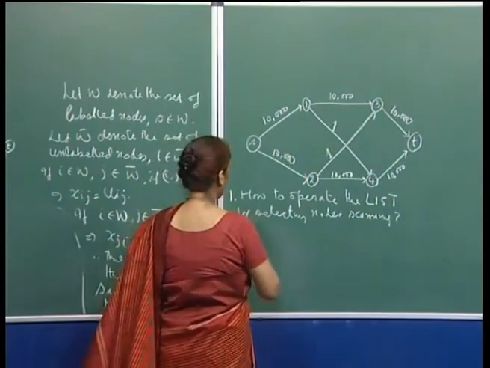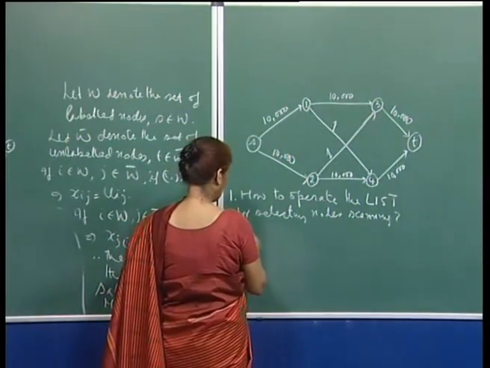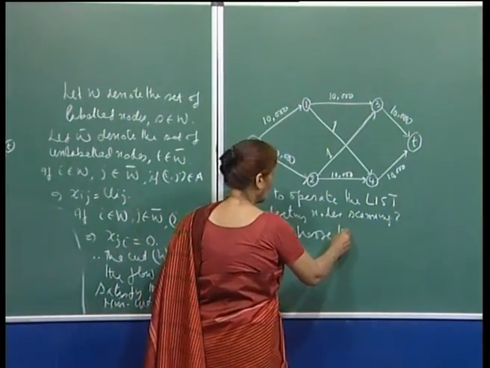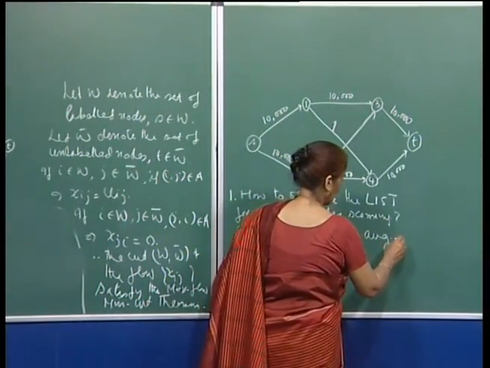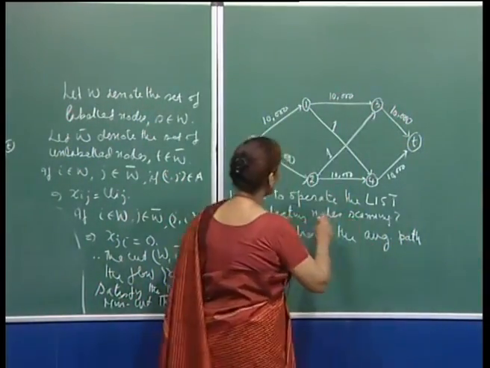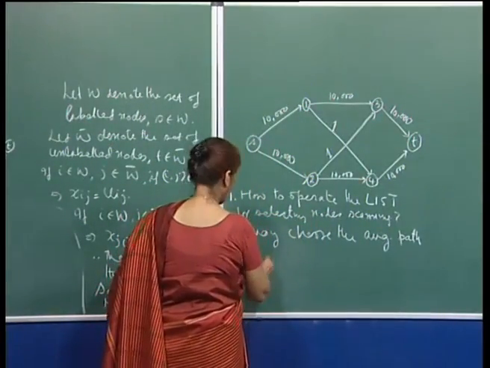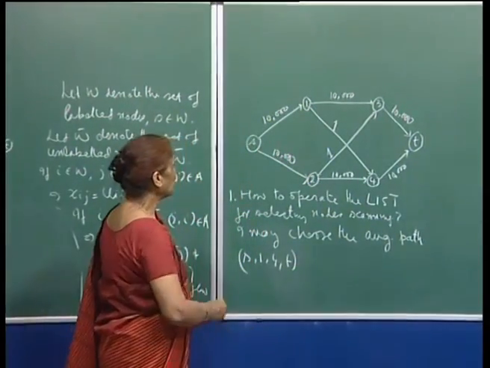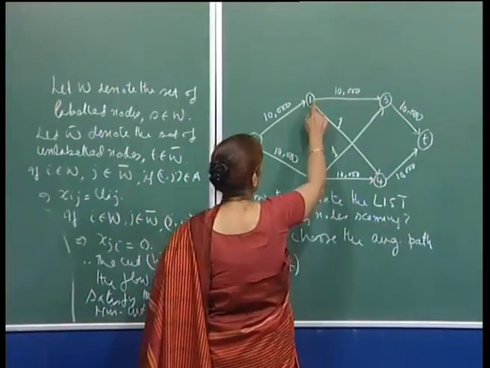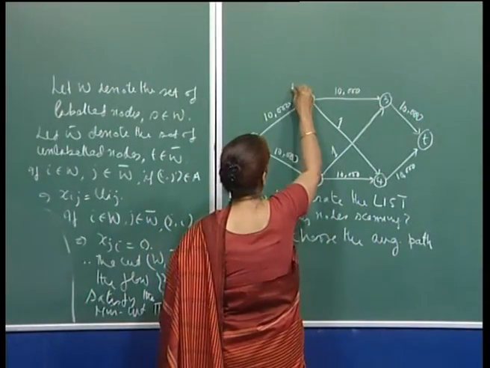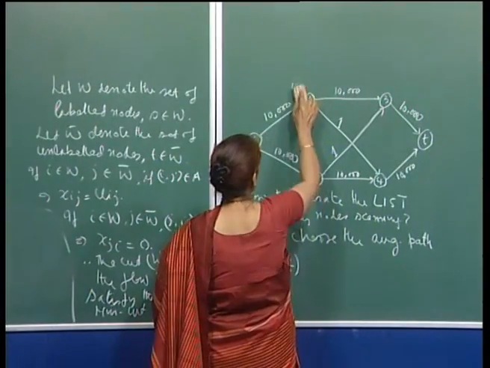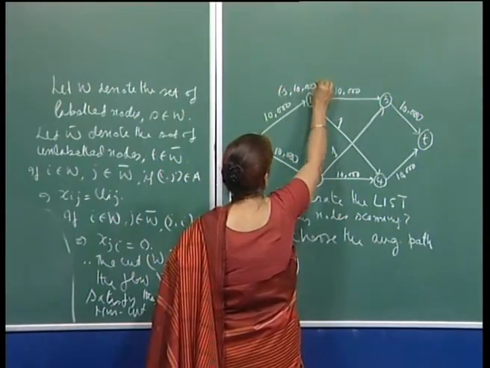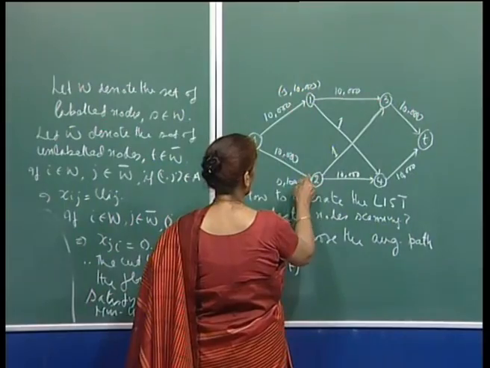Now it is possible I may choose my augmenting path S, 1, 4 and T. Now nobody stops me, because from S I will be able to label this node and this node, right? So this would be S and 10,000. Then this will also be S and 10,000.